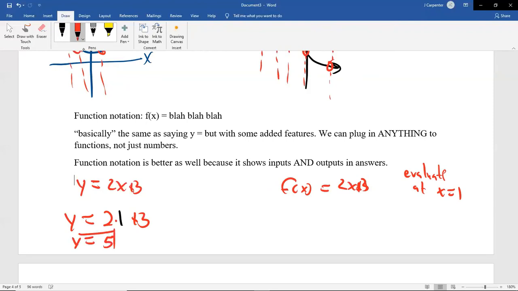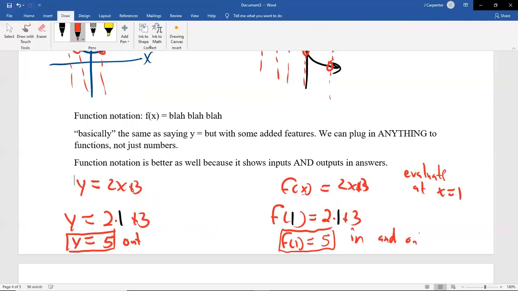If you do it this way with function notation, the input goes where the x was. So this would be f(1). I'm just going to go ahead and put the 1 on the right side for time's sake. And that would be equal to 2 times 1 plus 3. 2 times 1 is still 2. 2 plus 3 is still 5. So we get f(1) = 5. In the first version, you only see the output. Here you see the in and the out. You see the full coordinate pair of 1, 5.